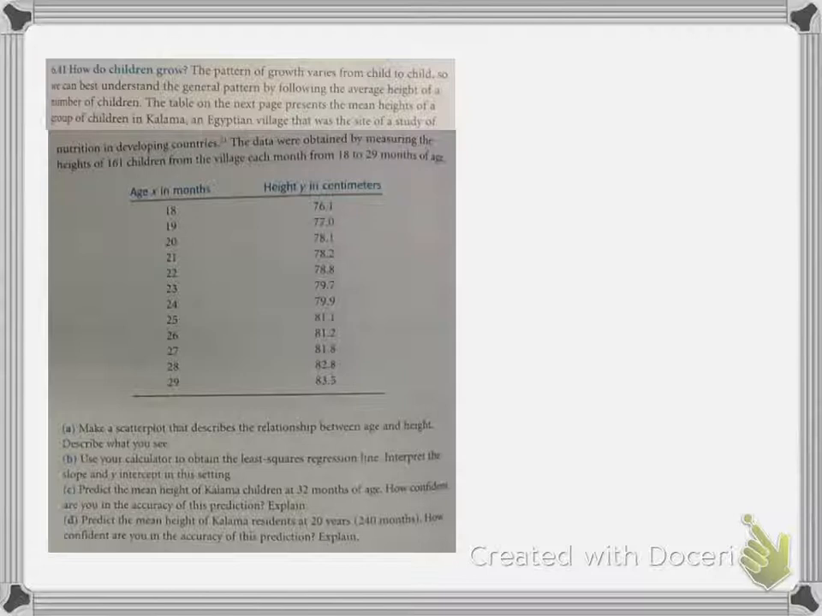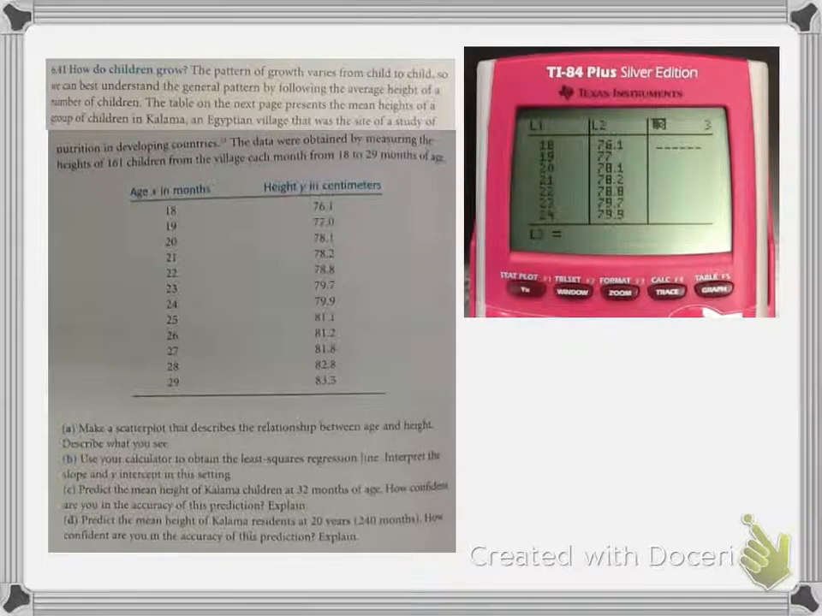So to make a scatter plot, we're going to use our calculators. First, you need to press Stat, then you press 1, Edit. In list 1, we're going to put in all of our x values. Now we're going to do the same thing for list 2, but we're going to put in all the y values, which are in the column height y in centimeters. Once you're done, press second and press the y equals button, which is the stat plot button, to make sure that your plot 1 is on.